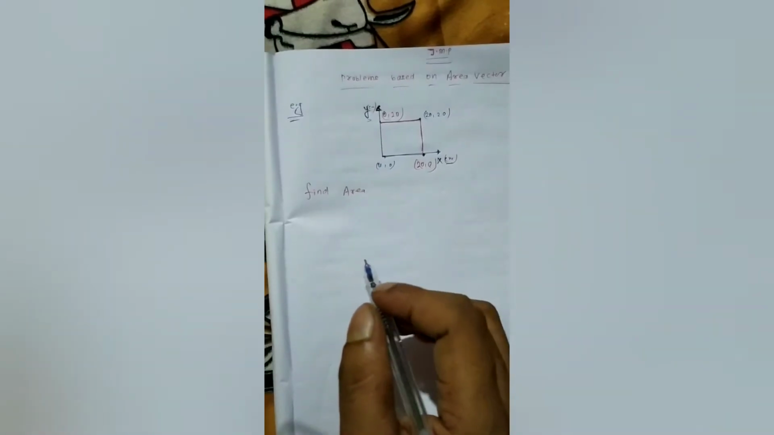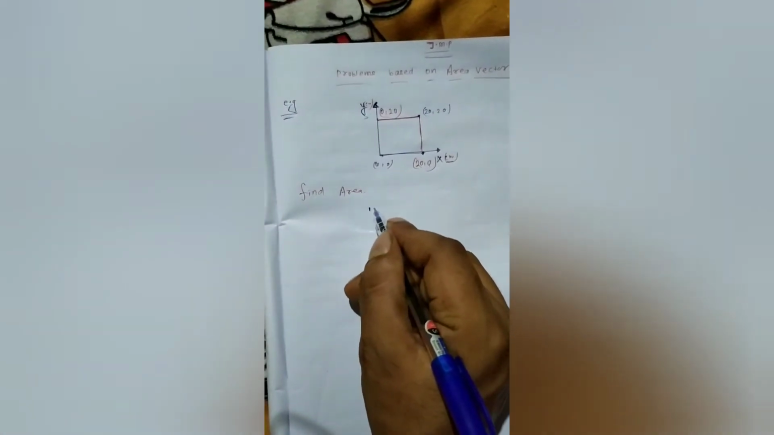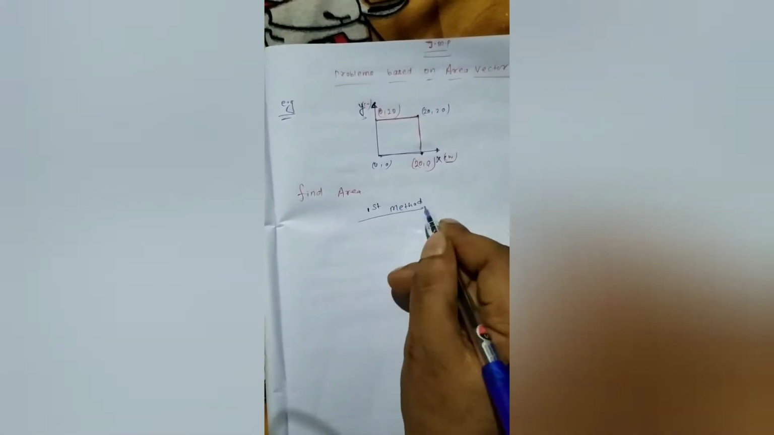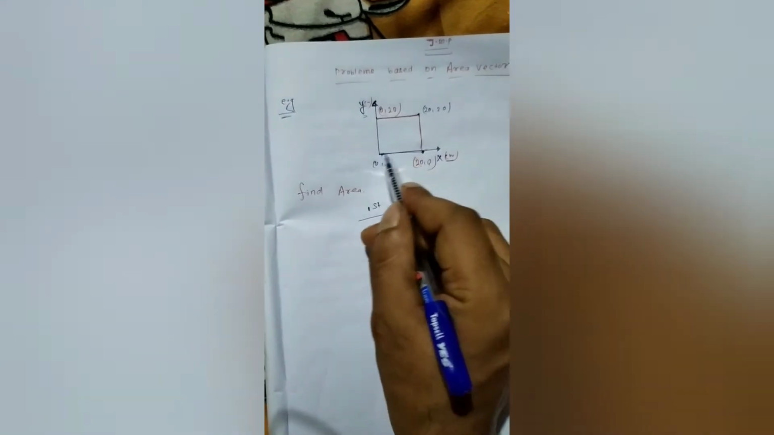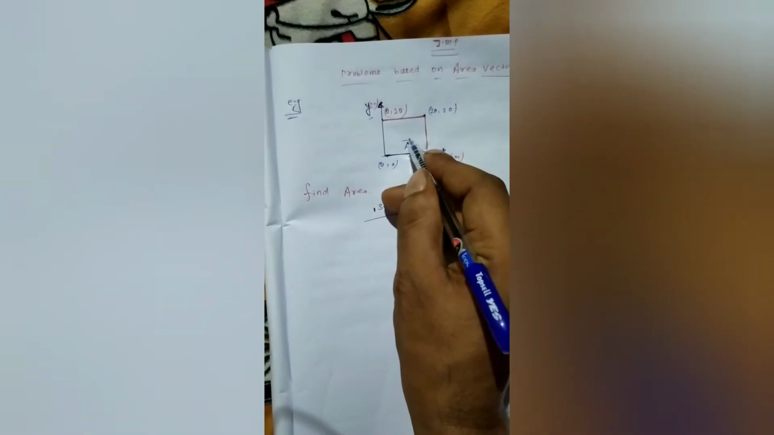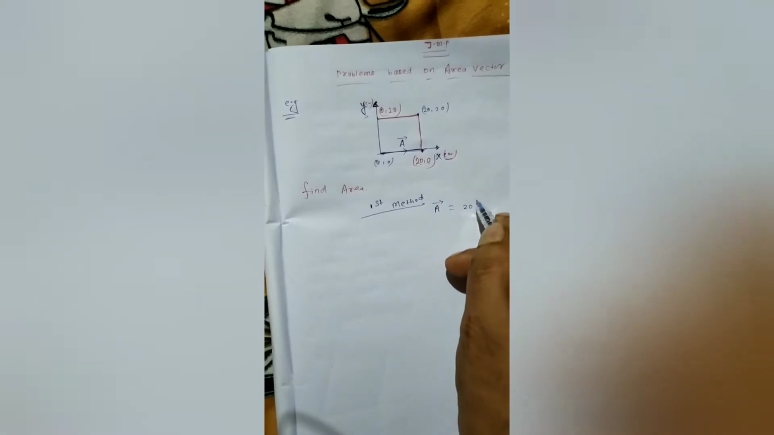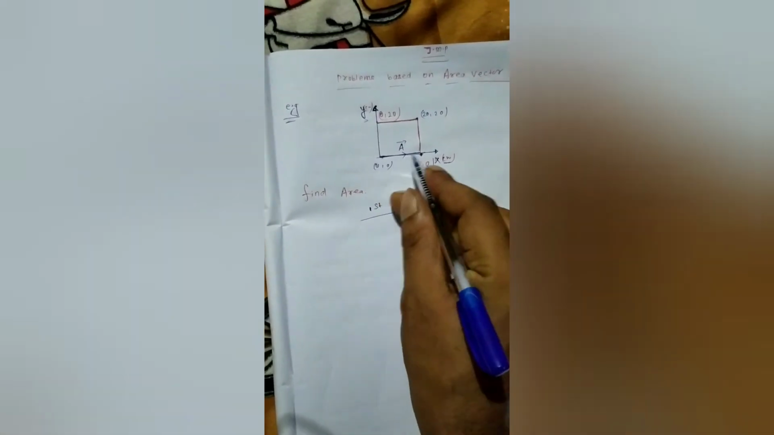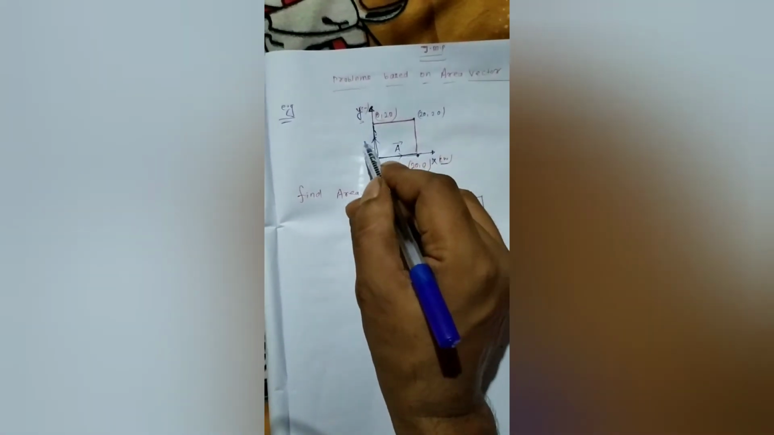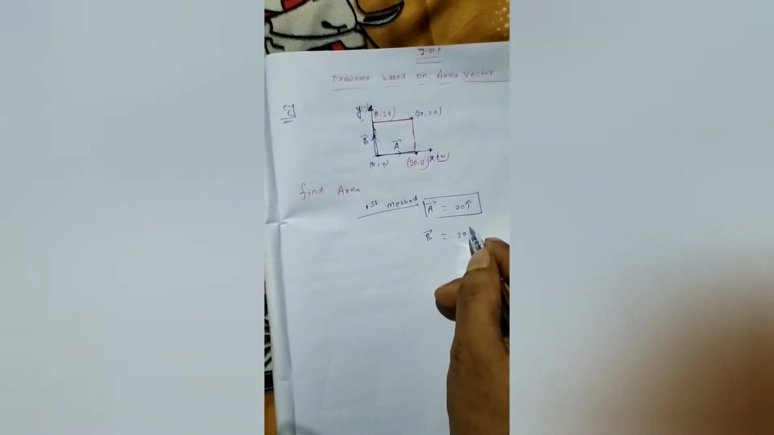So simple, there are two methods to find the area vector. I will explain one by one. Just see the first method. What will this vector be? Suppose this is vector A. So vector A will be 20 i cap because it is along the x direction. Suppose this is vector B. So vector B will be 20 j cap.